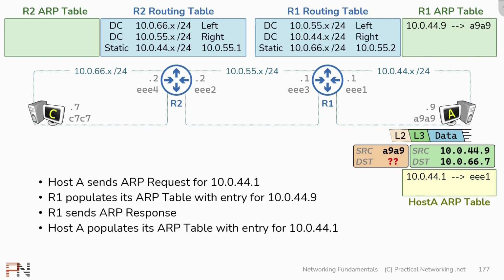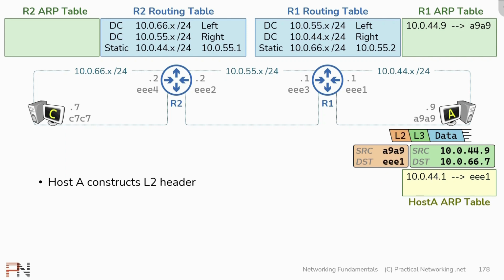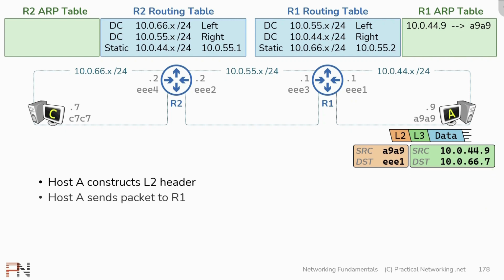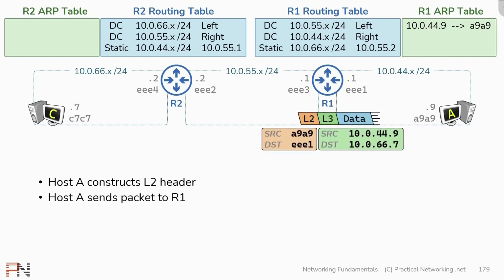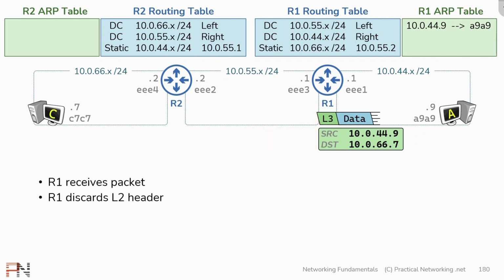And now, host A has everything it needs to properly construct the layer 2 header, which will get this packet from host A to the router. Host A can now send all of this to the router. When the router receives this packet, the first thing the router is going to do is discard the layer 2 header. Remember, that header only existed to take that packet from this MAC address to this MAC address. It did so successfully, so we can discard that layer 2 header.